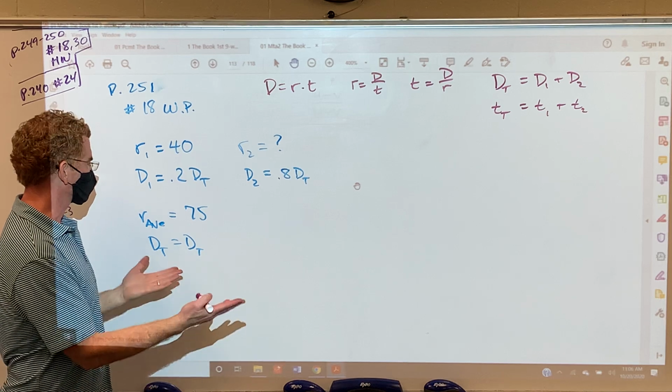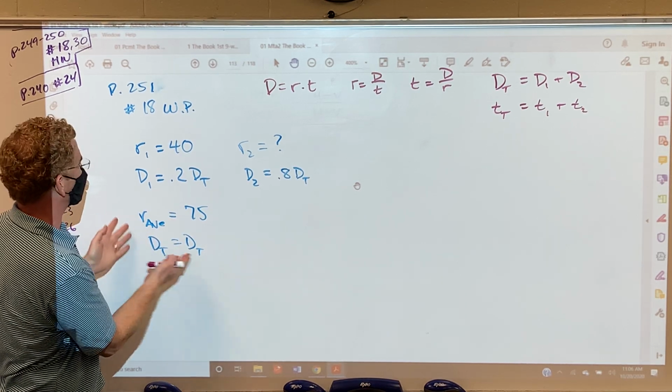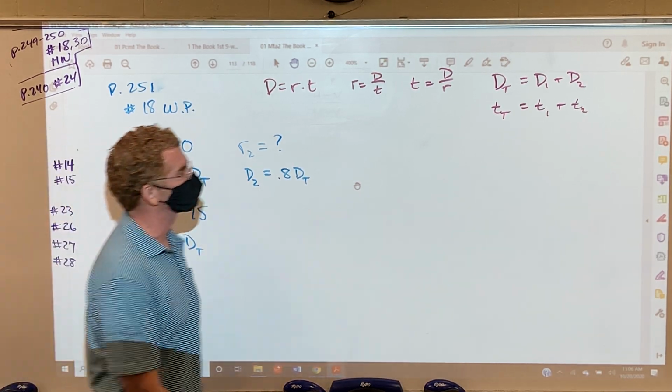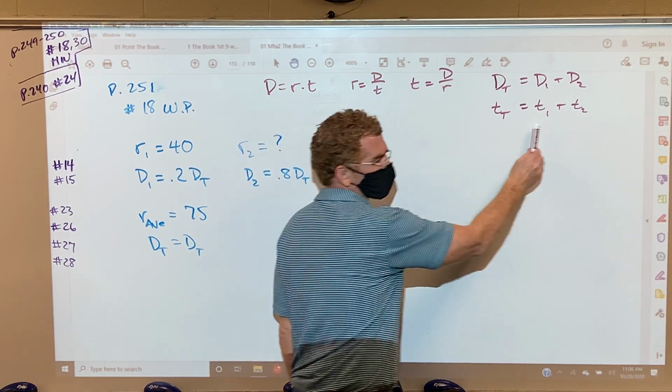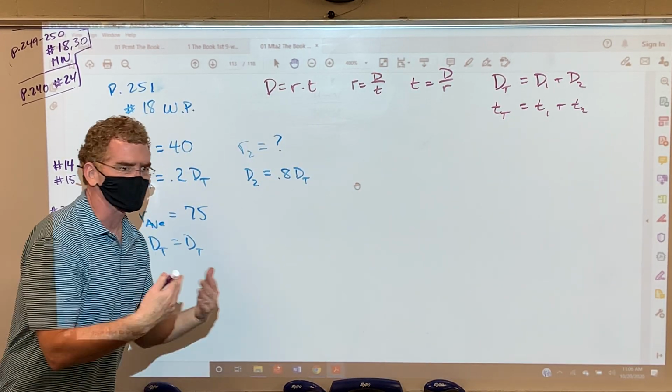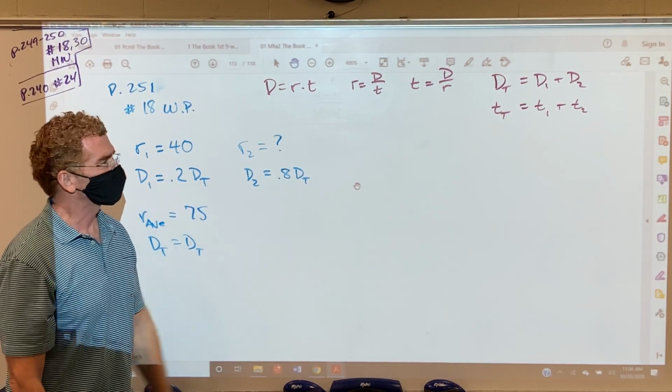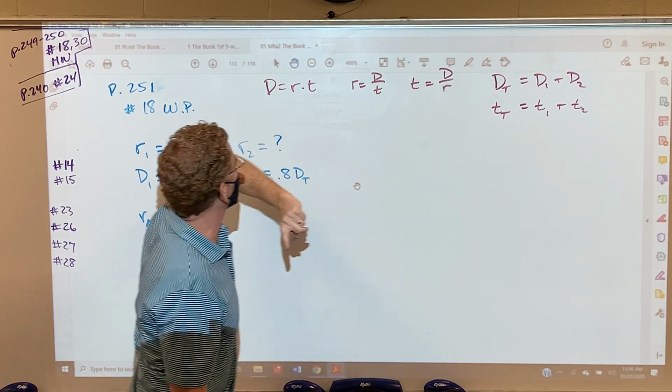So the question is, I've got all this rate stuff, but I don't know anything directly about times. But can I make substitutions? Like, what does each of these d values really mean?